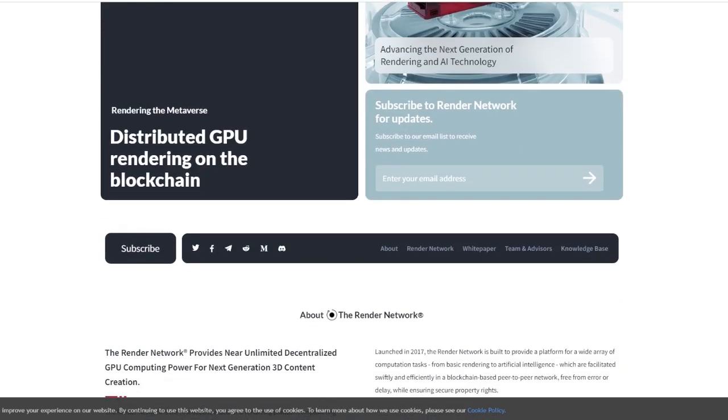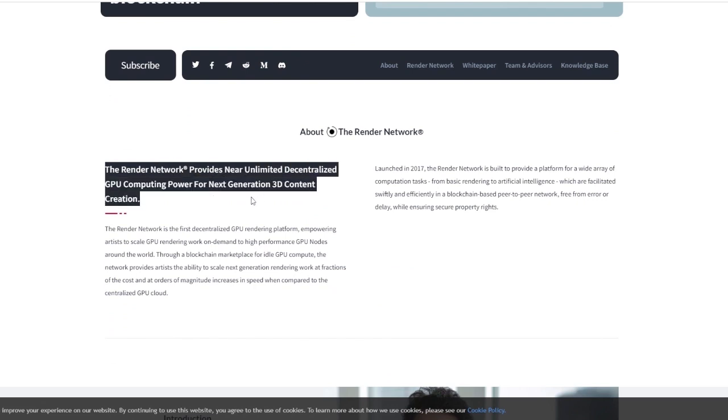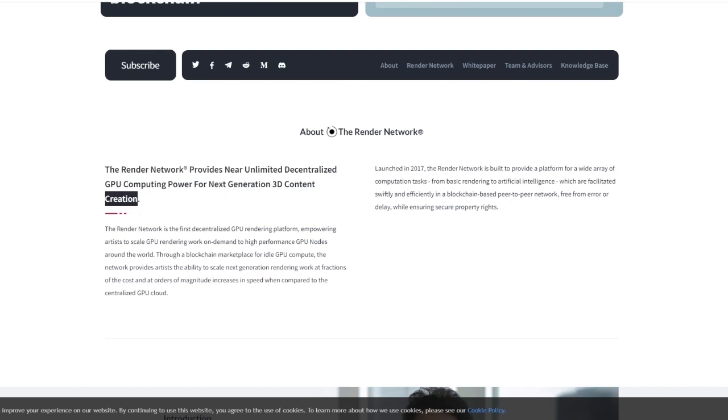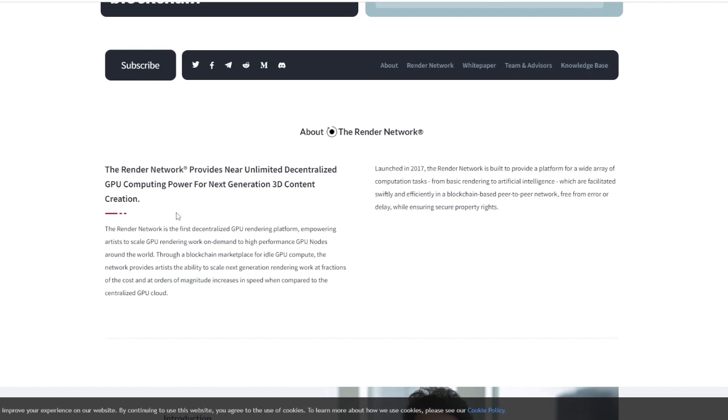So as we can see here, it says distributed GPU rendering on the blockchain. And then it says that the Render network provides near unlimited decentralized GPU computing power for the next generation 3D content creation. And there's obviously a load more information in there, but that's a bit of a mouthful.